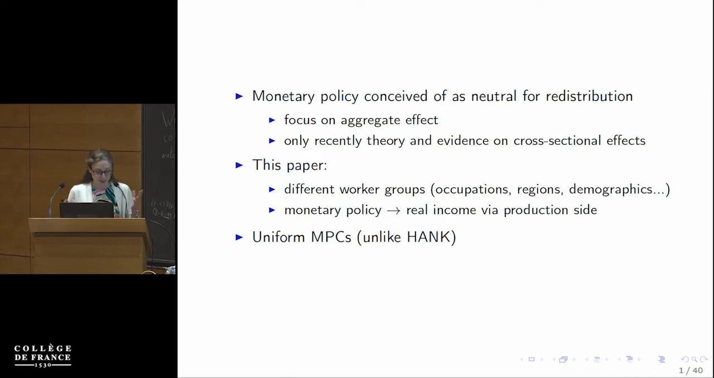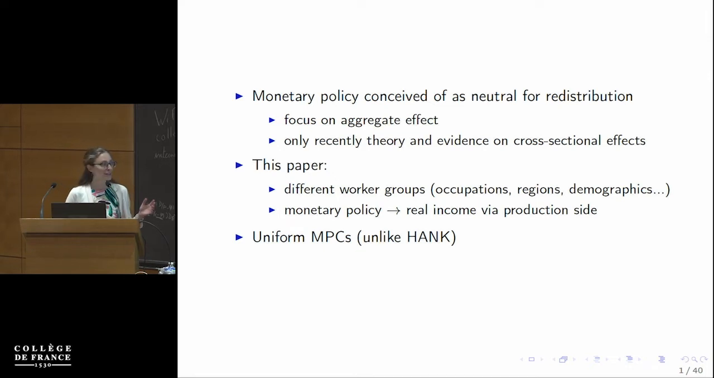This is a pretty different stance from the traditional way to think about heterogeneous effects of monetary policy, which is instead acting through the consumer Euler equation. The HANK models are the main models in this literature, and there all the action comes from different borrowing constraints and different marginal propensities to consume. So in this paper, I'm going to shut down this channel, and I'm going to entirely focus on the production side.